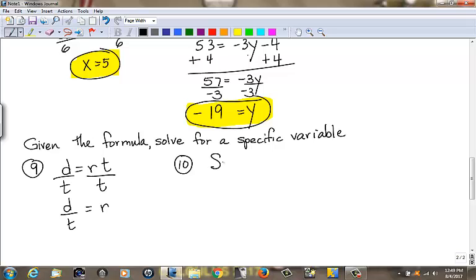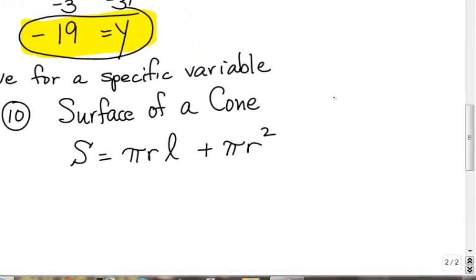This one is surface area of the cone. We would have had this last year in geometry. Surface area of the cone is S. Surface area equals pi r L. That's the slant height, plus pi r squared. That's the area of the base, the circle. And let's say I want you to solve for L.